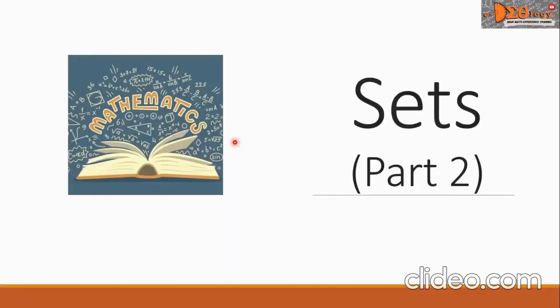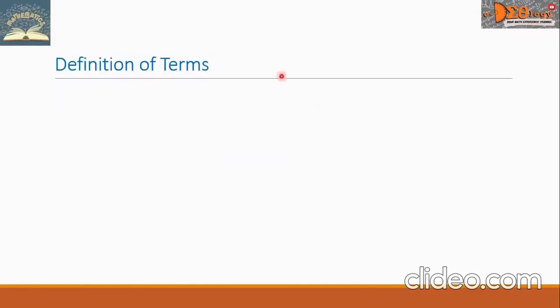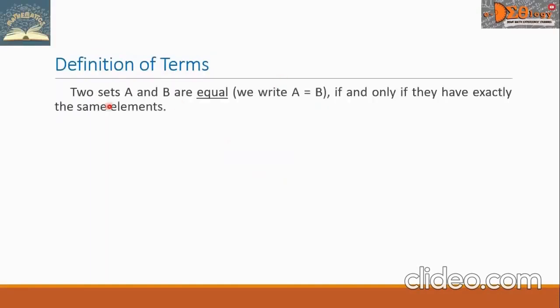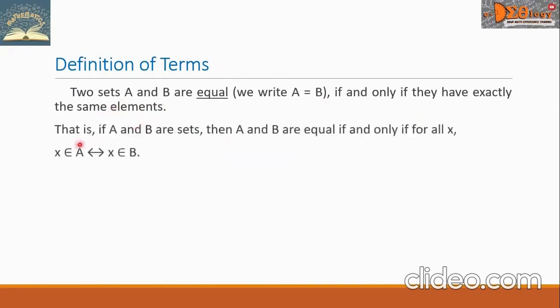Today we're going to study part 2 of sets. Let us define more terms. Two sets A and B are equal, and we write A equals B, if and only if they have exactly the same elements. That is, if A and B are sets, then A and B are equal if and only if for all x, x is an element of set A if and only if x is an element of set B.